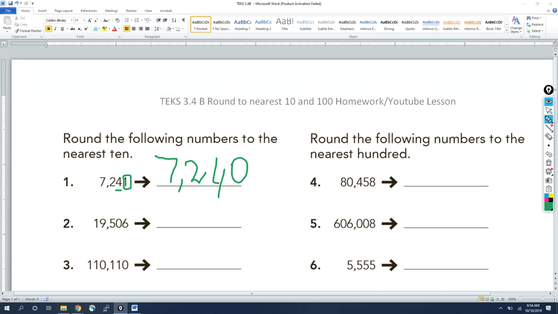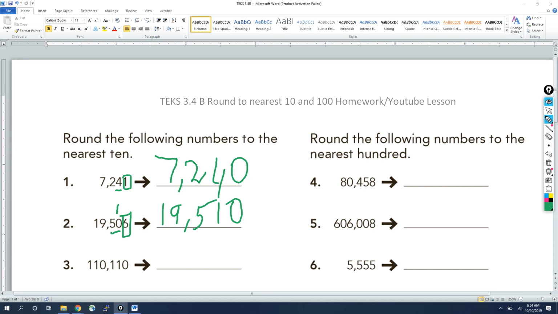19,506, rounded to the nearest 10. Underline the 10, box the next number. 6 is greater than 5, so you add 1 to the place being rounded. So add 1 to the 10, right? So we're going to rewrite 19,500. We do not touch anything, but we add 1 to the 10 place. It will become 1, and everything else becomes a 0. Let's practice.